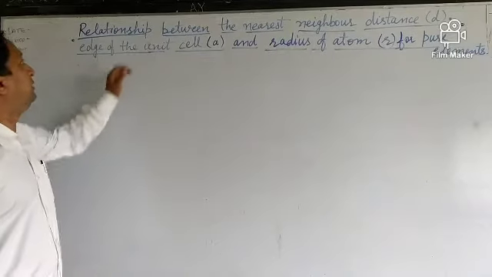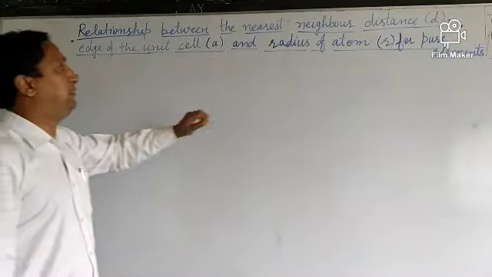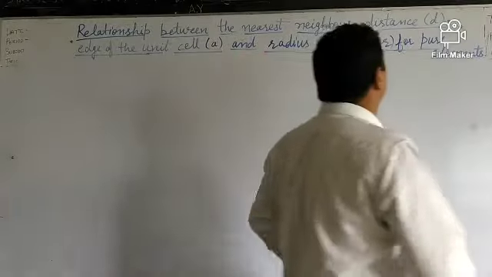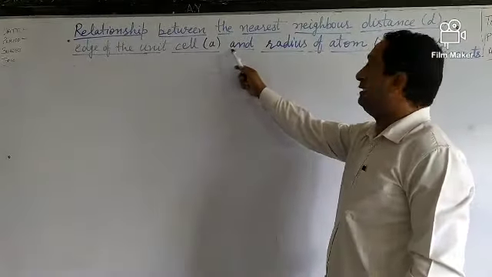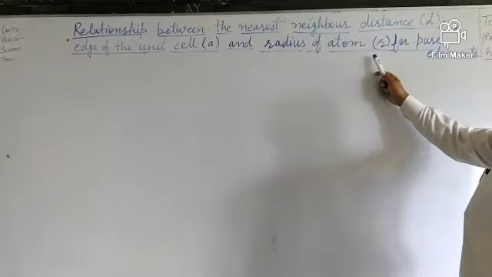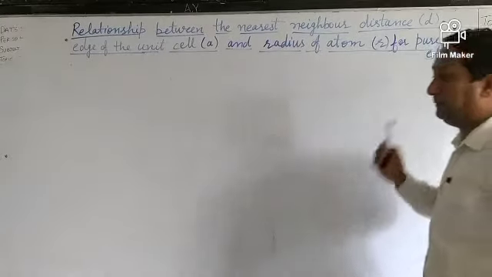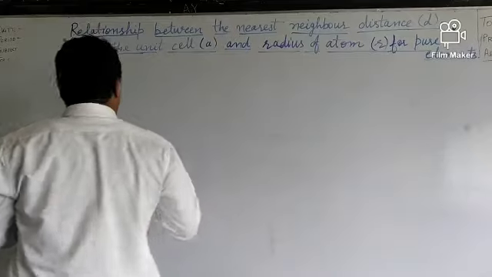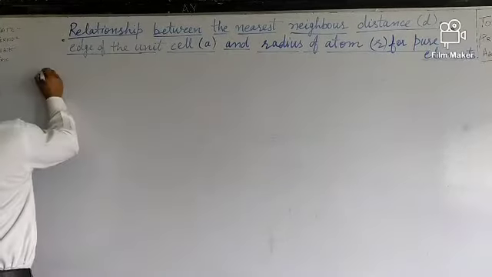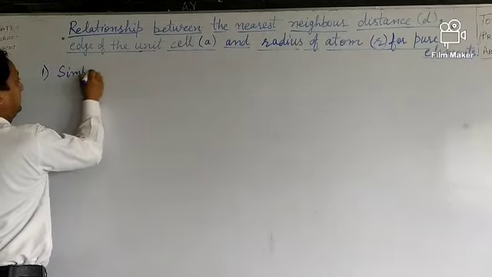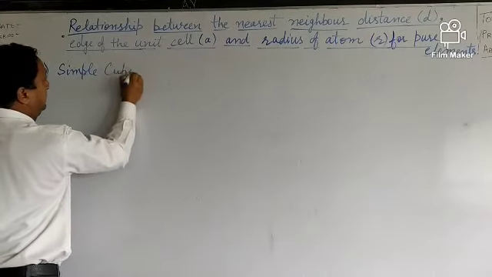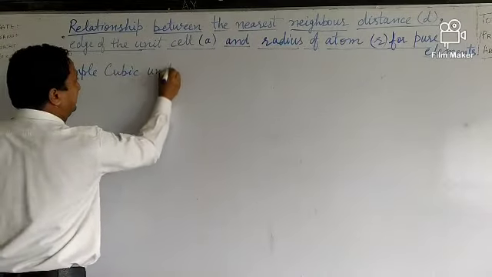Students, today we are going to find out the relationship between the nearest neighbor's distance d, edge of the unit cell A, and radius of atom R for pure elements. For that, you have to remember, number one, for simple cubic unit cell.